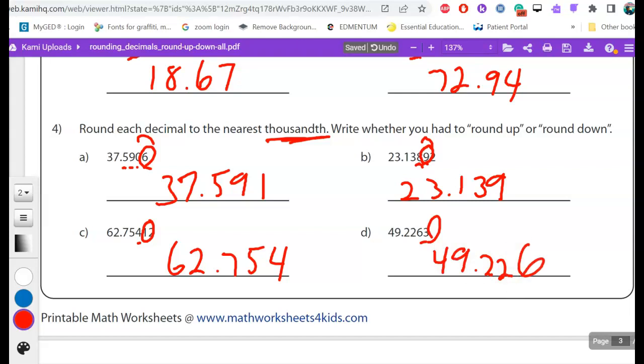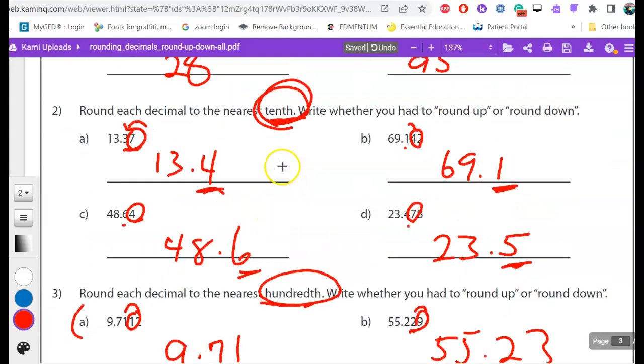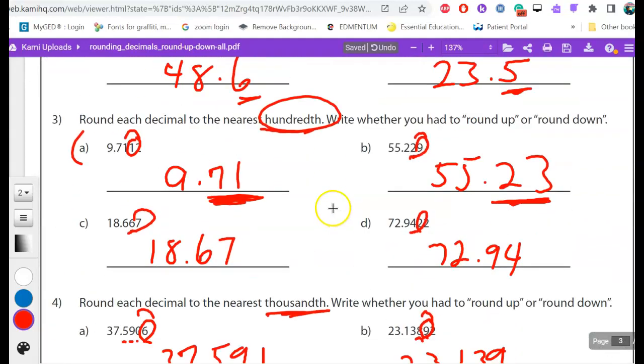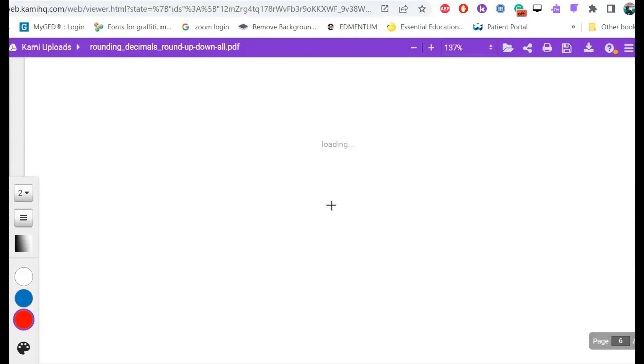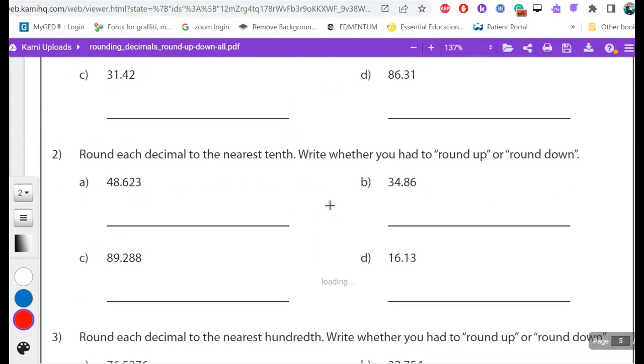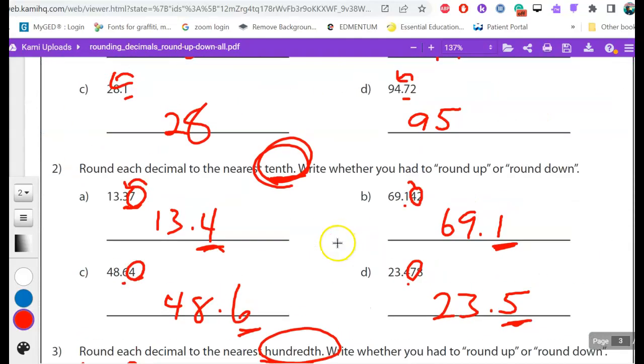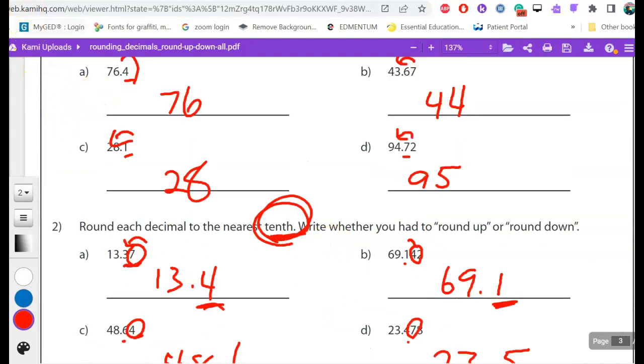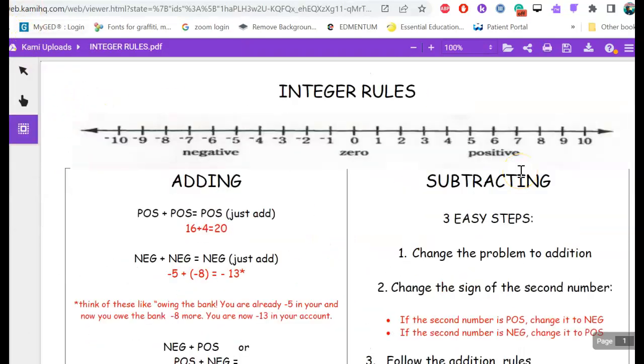Okay. So in the Google Classroom, there are these 2 sheets that I've done, and there's even more practice in the Google Classroom that you can try on your own with the answer key attached. Let's take a look at what we did next. Okay, so here we go with the integer rules.